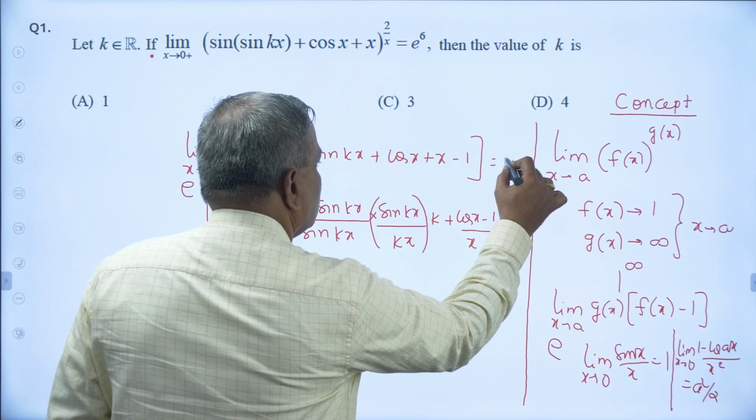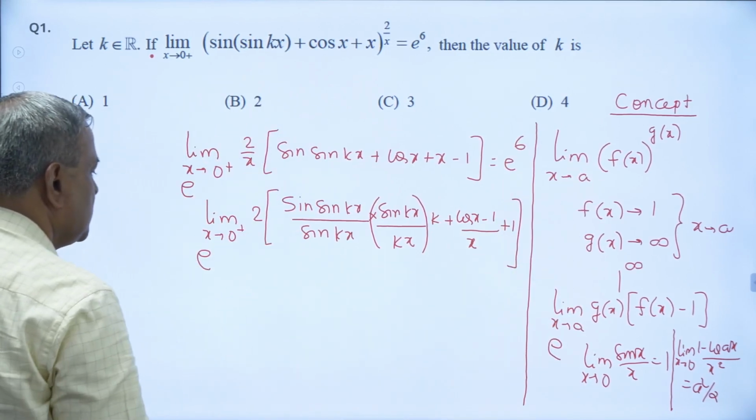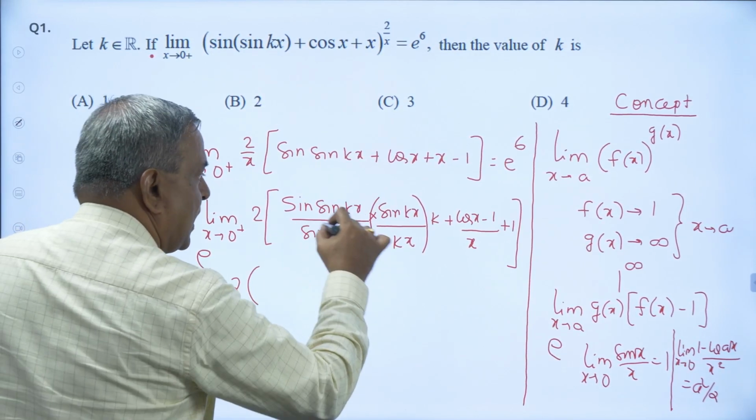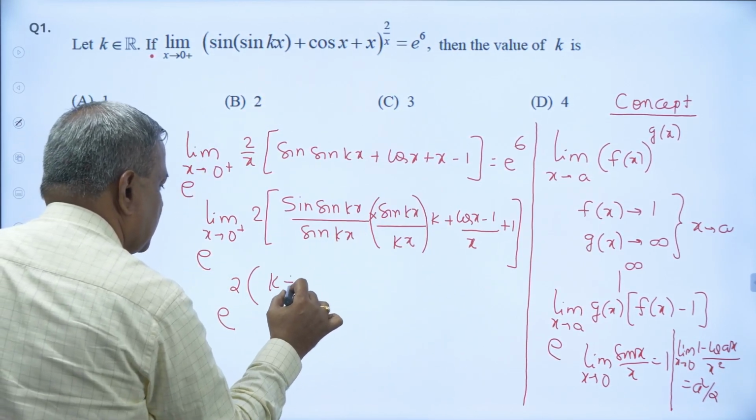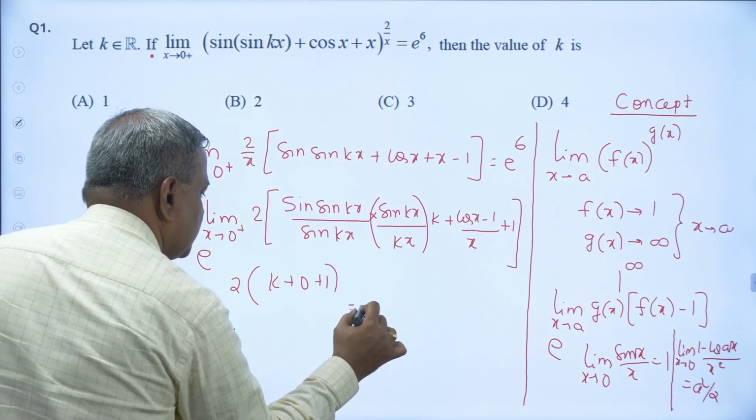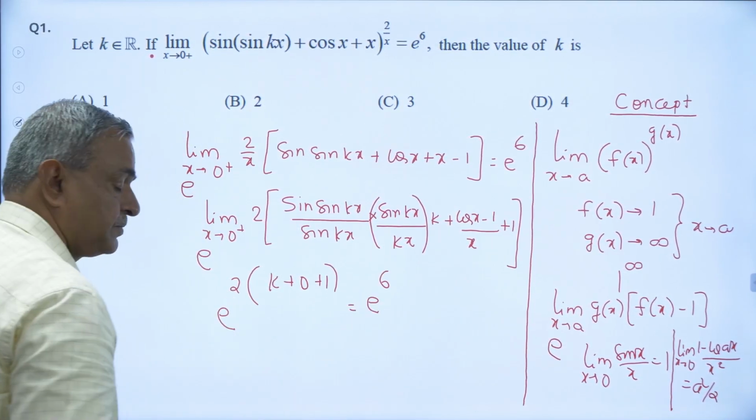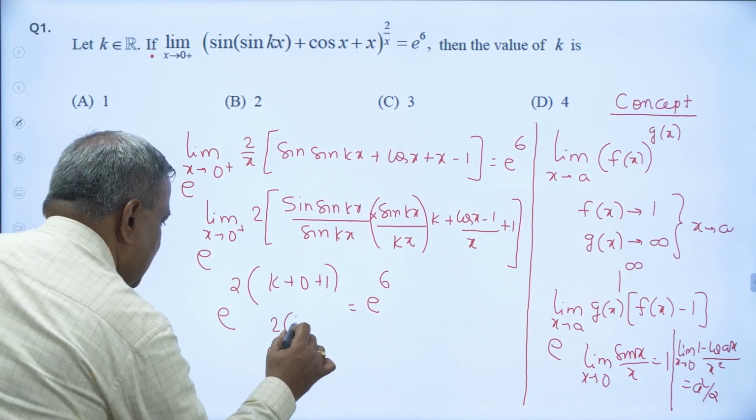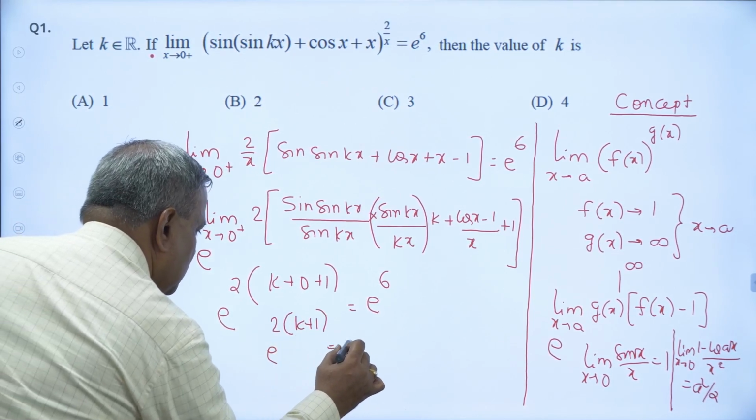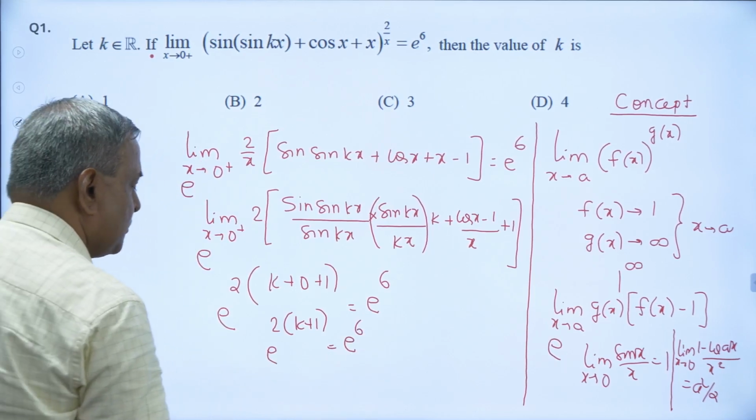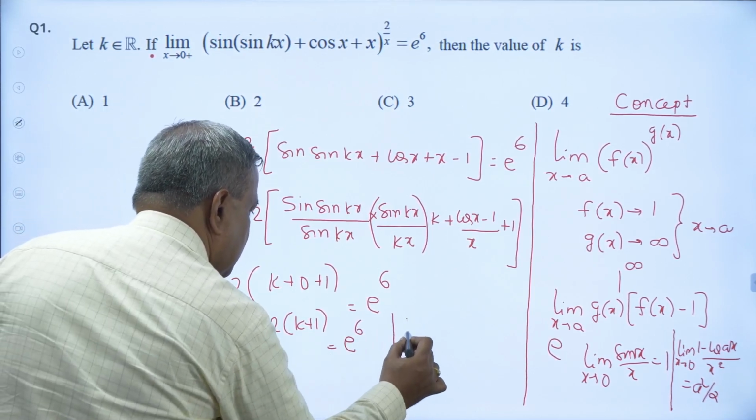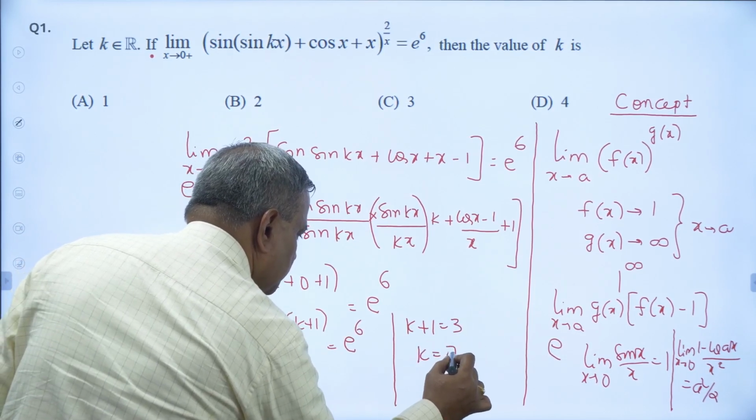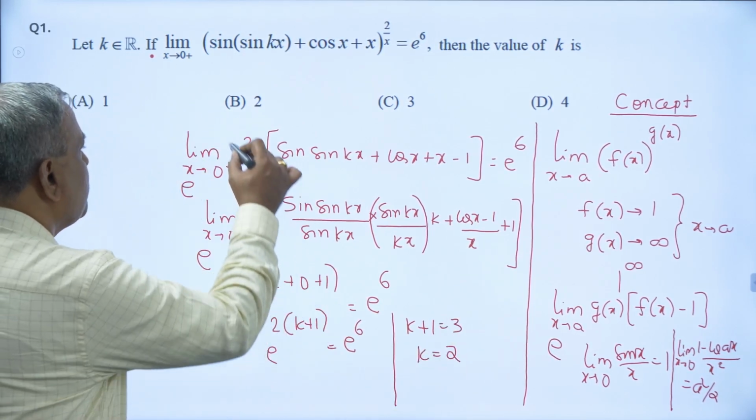This is equal to e to the power 6, which is given to us. So what does this become? E to the power 2. This will give you 1k plus 0 plus 1 is equal to e to the power 6. So this is e to the power 2 times k plus 1 is equal to e to the power 6. So from this we get k plus 1 is equal to 3, k is equal to 2. We get k equal to 2, option B.